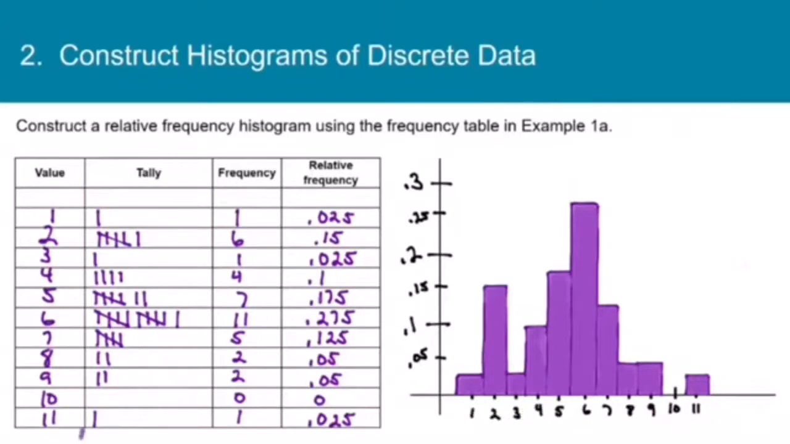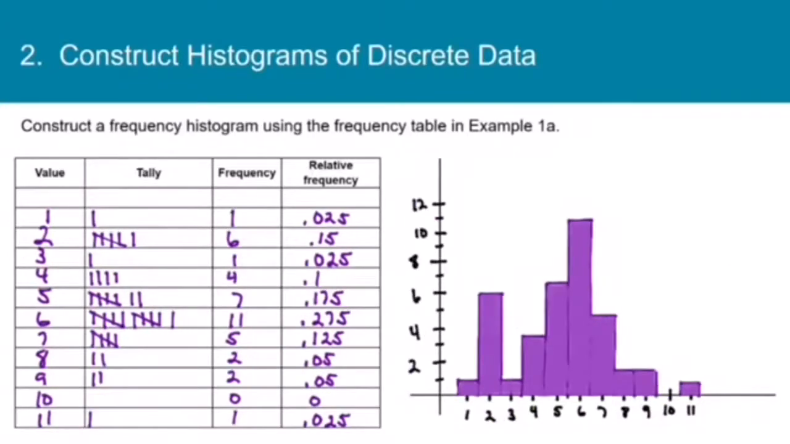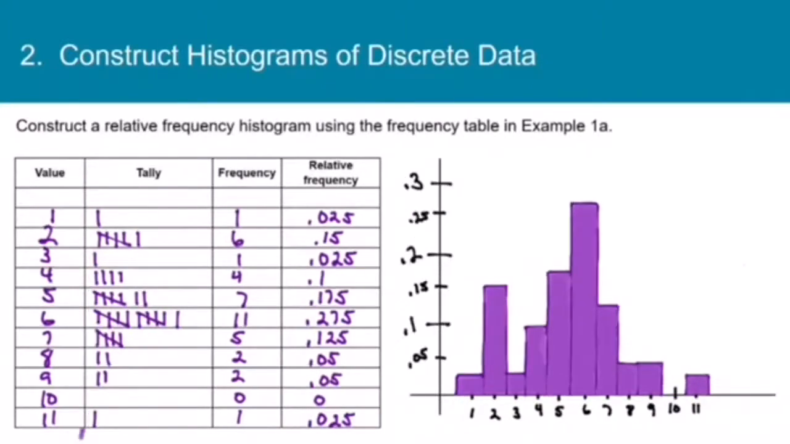And so notice it is the same shape that we had on the previous histogram. There's the previous histogram, there's the new one, and the only difference is that the vertical axis is labeled with the relative frequencies instead of the frequencies.